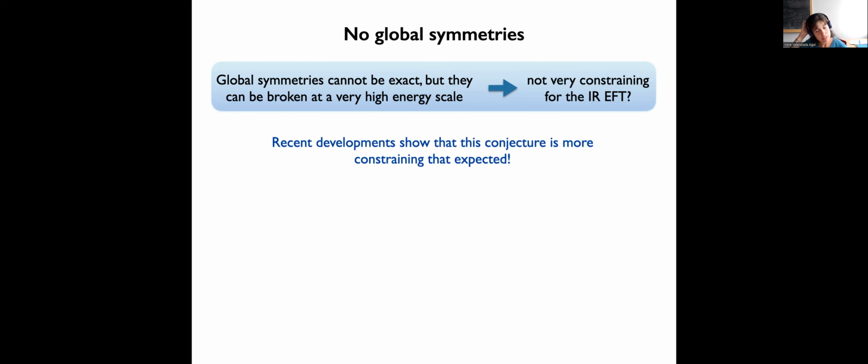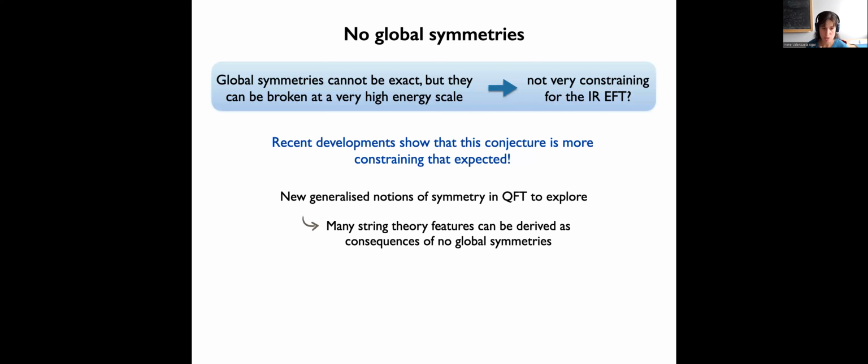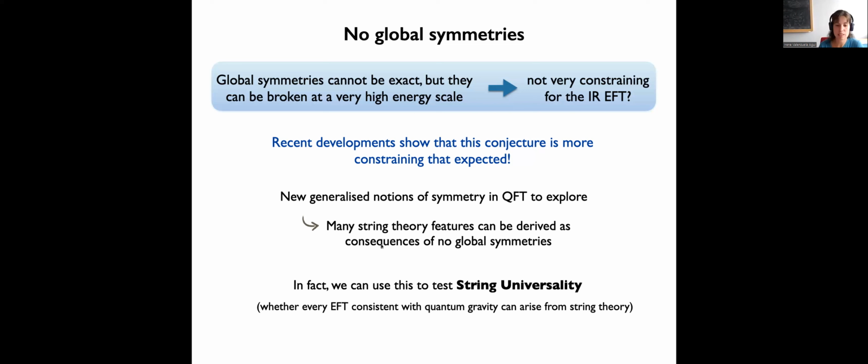Now, in recent years, this trend is changing because we are realizing that this conjecture by itself can be much more constraining than expected, thanks to all the recent developments regarding new generalized notions of symmetries. There are many string theory features that can be derived as consequences of no global symmetries. And there are even people trying to use this to test this notion of string universality, whether every EFT consistent with quantum gravity can arise from string theory or whether we are missing something with string theory.